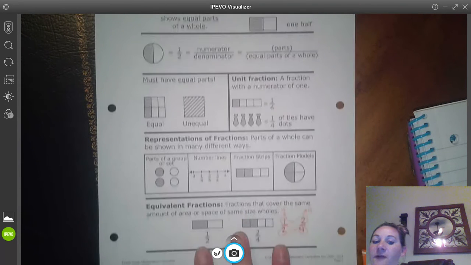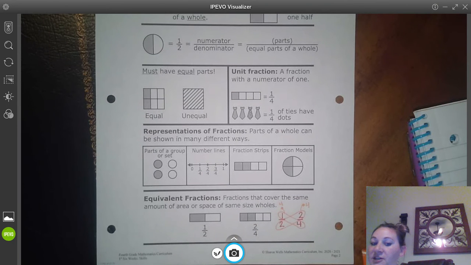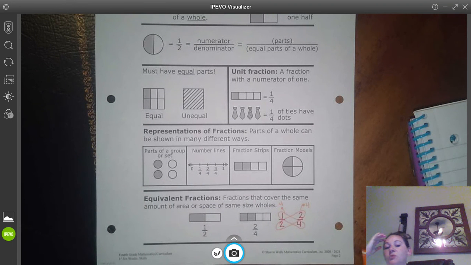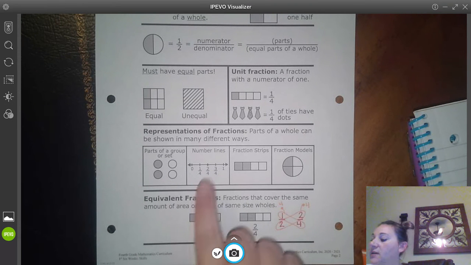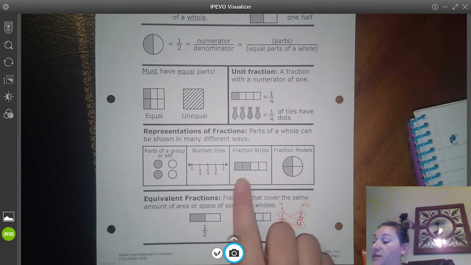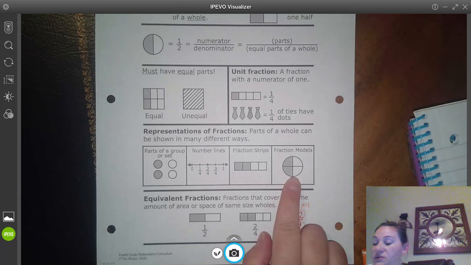Let's talk about representation of fractions. There's many ways to represent a fraction. One is a set. This is a set of circles. 2 out of the 4 are shaded. Here we have number lines. Notice how they are also equally partitioned. We have fraction strips. We have fraction models.